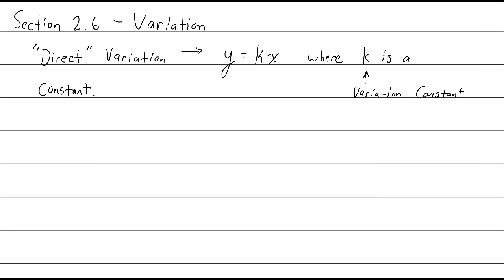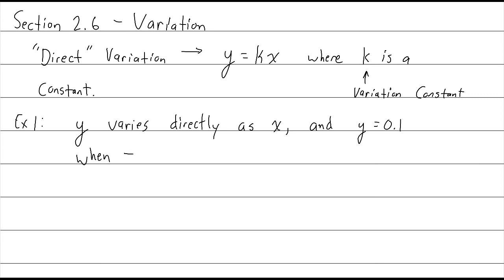Okay, so here's an example. You're given a statement that says, find the equation of variation for the given situation. Y varies directly, there's your keyword right there, directly as x. That's your indication to use this equation here. And y equals 0.1 when x equals 0.2.